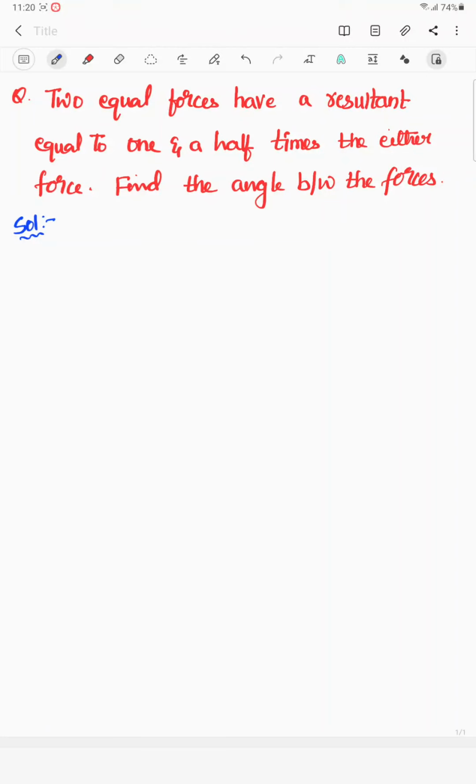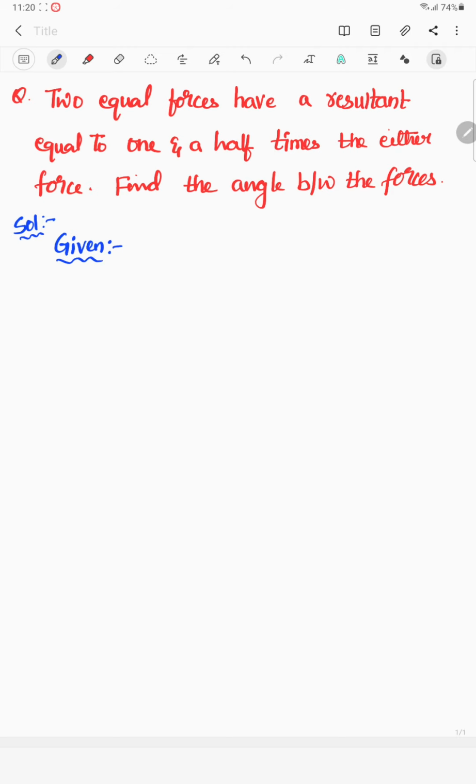Everyone, let us see this one more problem. Two equal forces have a resultant equal to 1.5 times either force. Find the angle between the forces. Seems to be very simple, but unless you understand the question perfectly. So what they have given, try to understand this one.